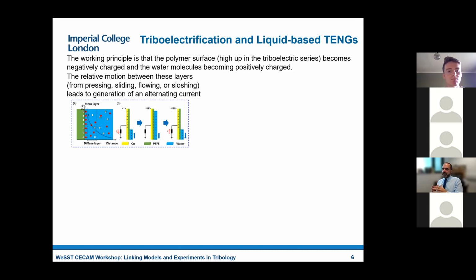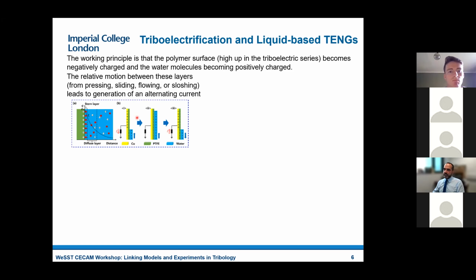And in particular, I'm looking at liquid-based devices. These are called triboelectric nanogenerators, and they have become particularly important because they allow you to acquire energy or get some electricity from all sorts of environments. And the principle is fairly simple. You have a certain polymeric surface over which there is a liquid, in this case water, running. This polymeric surface needs to be high up in the triboelectric series, which means the capacity of generating charges and shedding them needs to be very high.